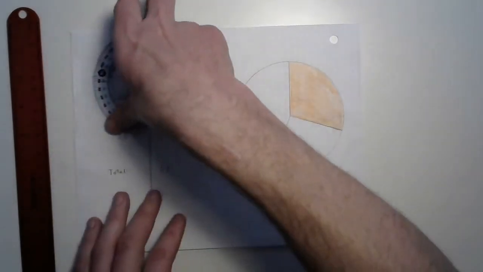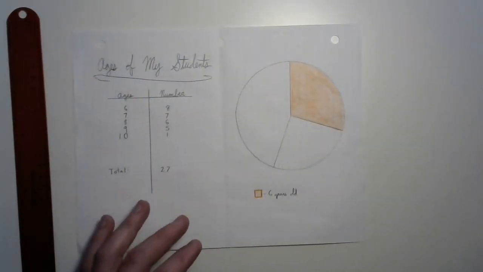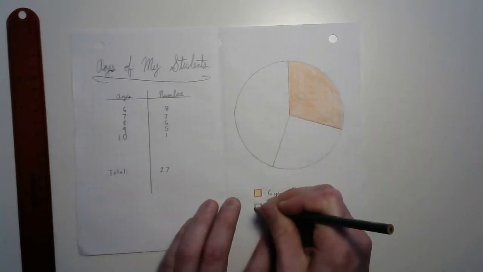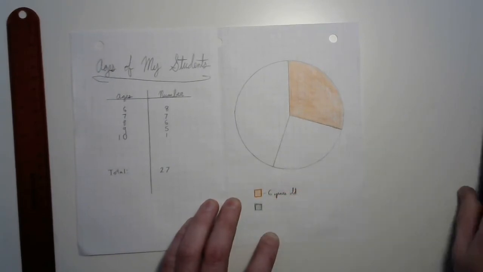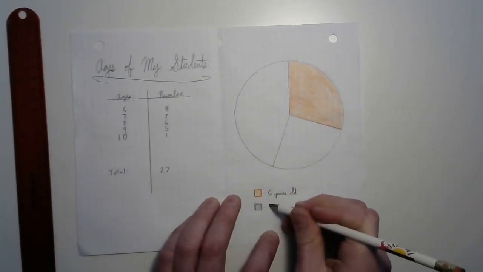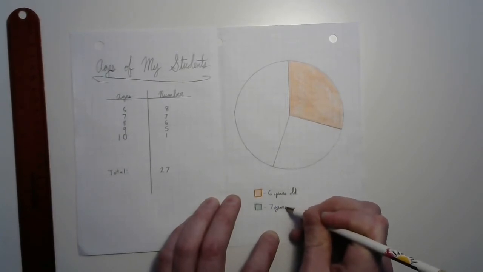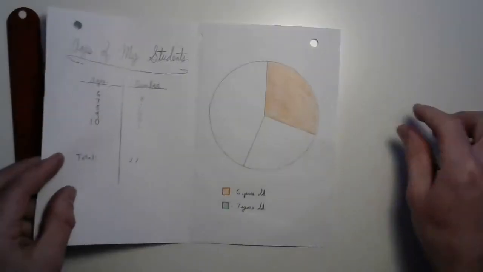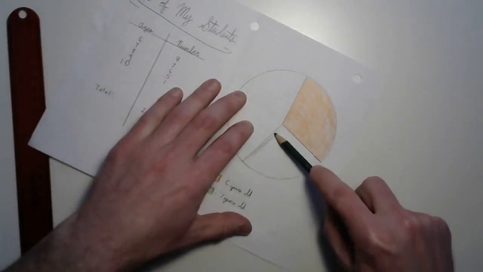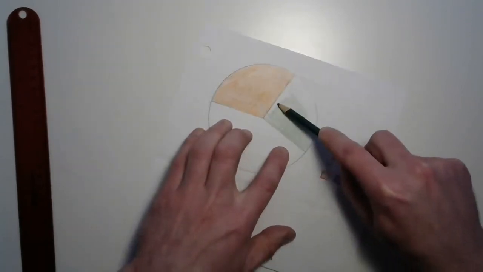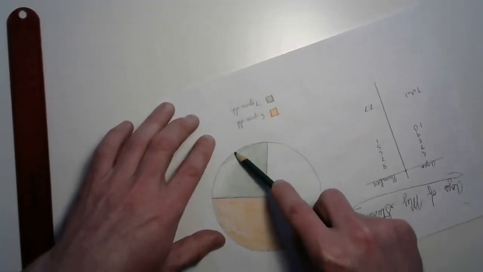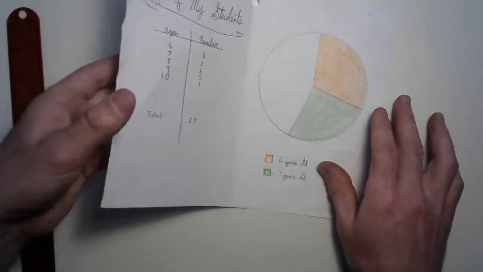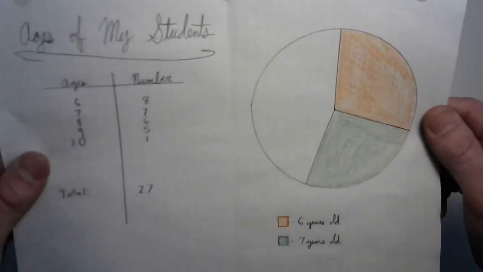What color for the 7-year-olds? They're pretty cool too. Yeah, I think green is actually a great color. So we'll make a green square. I'll do that first this time. 7 years old. And there's my developing key with the colors I'm using, and let's get this colored in. All right, so we've got 2 slices done, and we've got 3 to go.